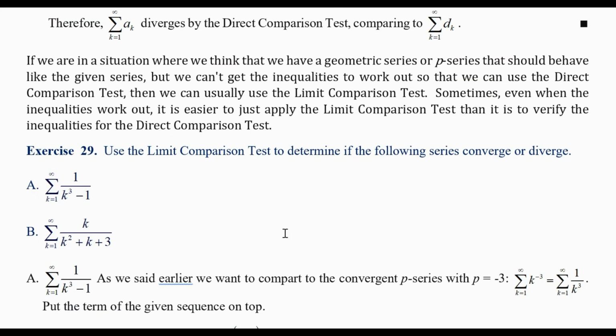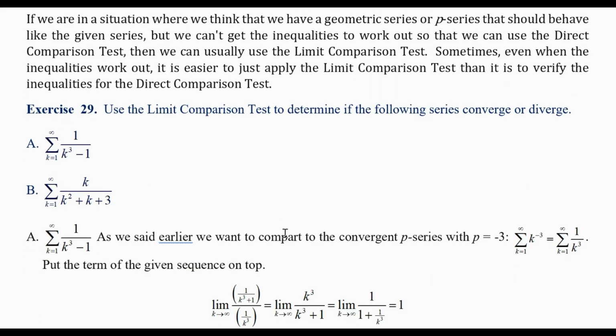So if we're in a situation where we think we have a geometric series or p series that should behave like the given series, but we can't get the inequalities to work out so that we can use the direct comparison test, then we can usually use the limit comparison test. Sometimes, even when the inequalities do work out, it's easier just to apply the limit comparison test than it is to verify that the inequalities work out for the direct comparison test. So let's go back to our two examples and see if we can use the limit comparison test here.